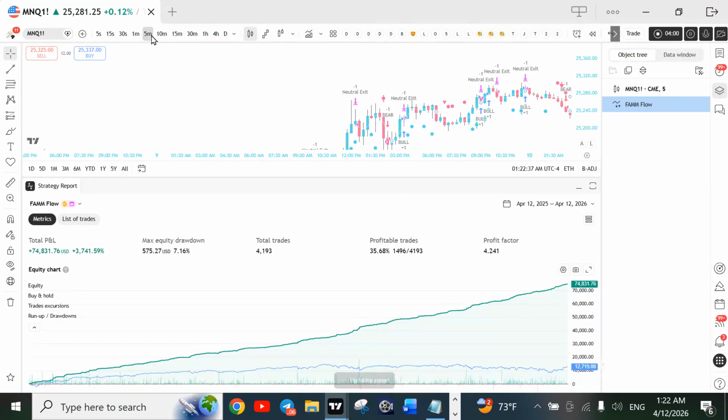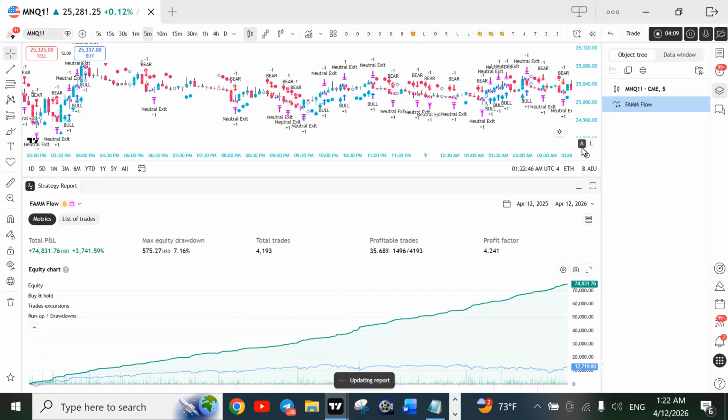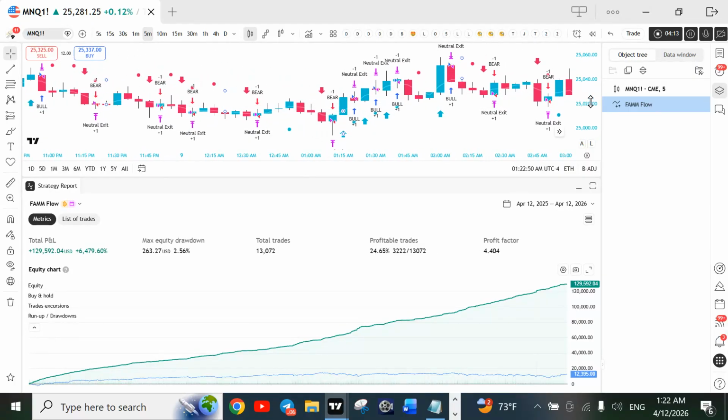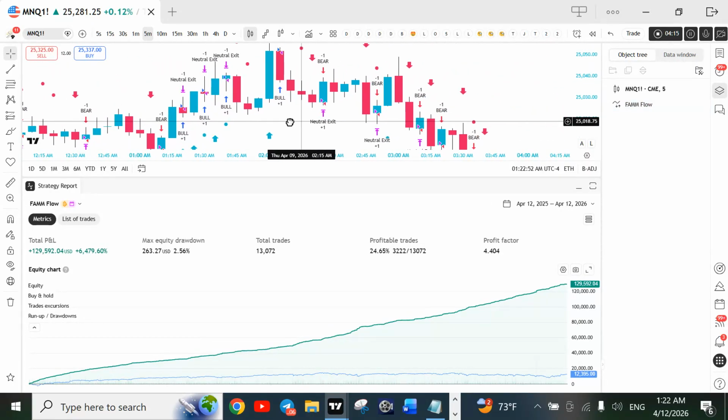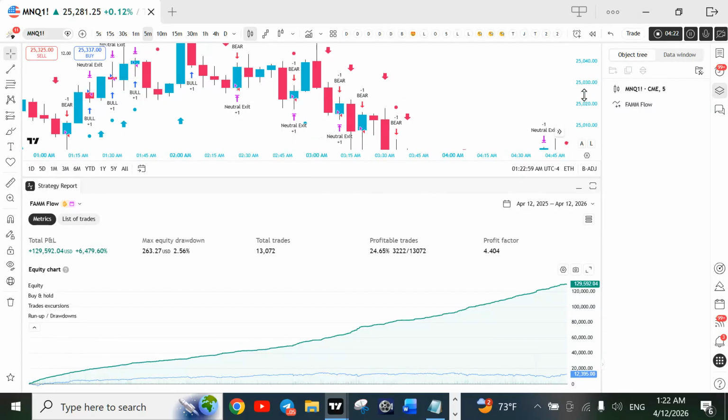So this is what it looks like on the 5 minute. As soon as it loads up, it looks really noisy and busy, but I want it to be busy. The win rate is going to stay low because it's going to keep probing and having very, very small losses.